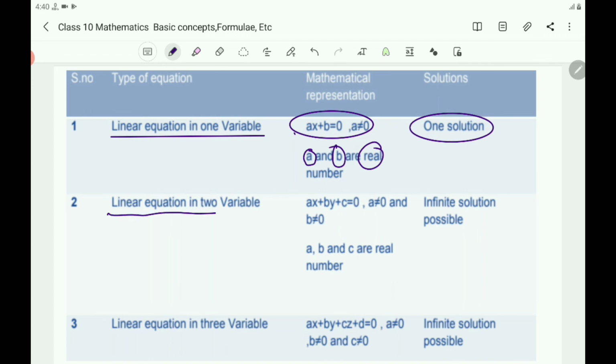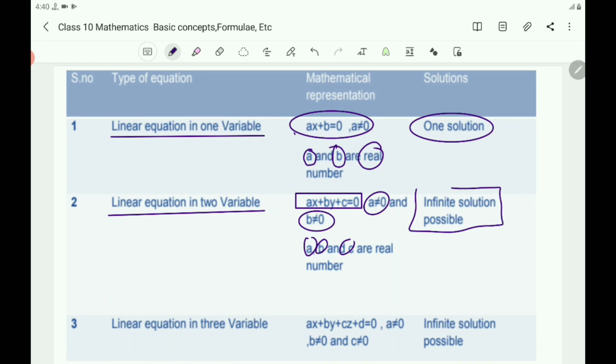Then the linear equation in two variables. What is the standard form or general form of the linear equation in two variables? That is ax plus by plus c equals 0. Here a is not equal to 0 and b is also not equal to 0. And here a, b and c are real numbers, and a linear equation in two variables has infinite solutions. You know that the nature of the graph is a straight line, and every point on the straight line is a solution of that linear equation in two variables. So it has infinite solutions.